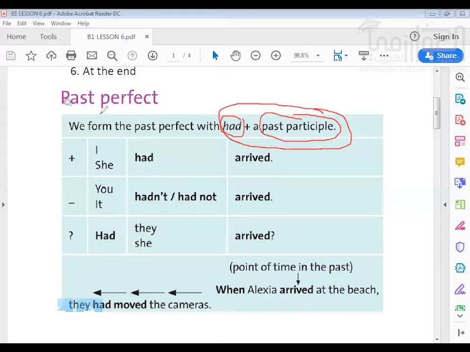And you can see that we studied the present perfect where we use have and has. Now you just change the has and have to past. Then we have the past perfect. So it's very easy. And look at this example. When Alexa arrived at the beach, they had moved the cameras. So what happened first? It means they moved the cameras before Alexa arrived at the beach. So that is what it means.